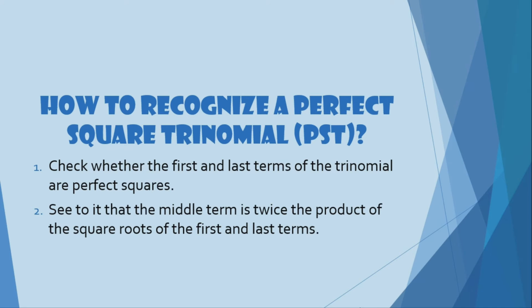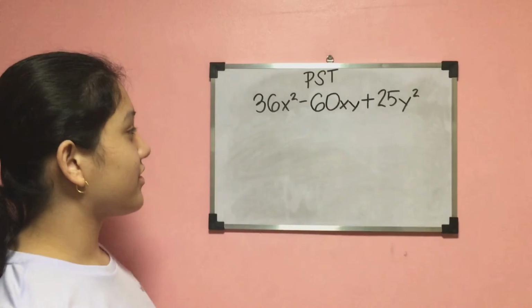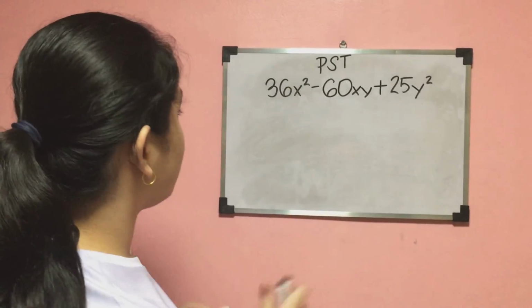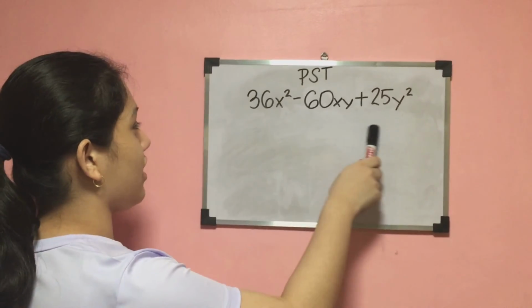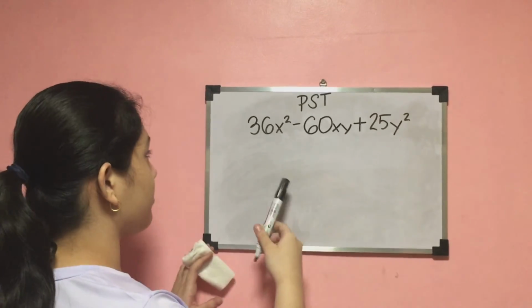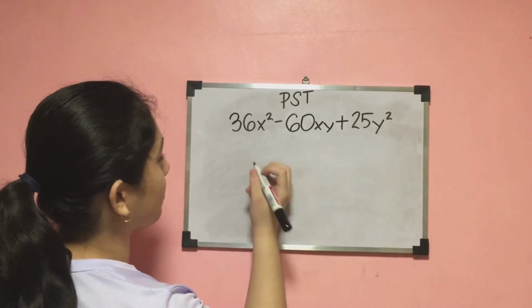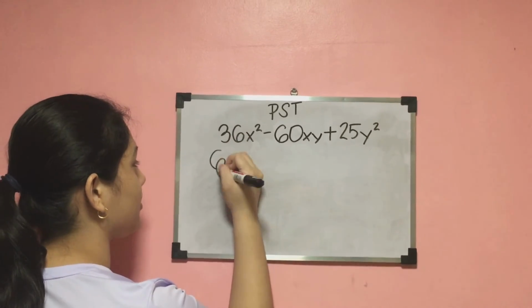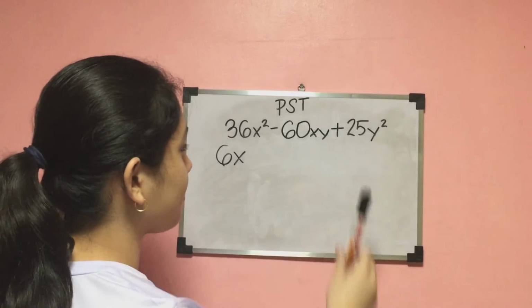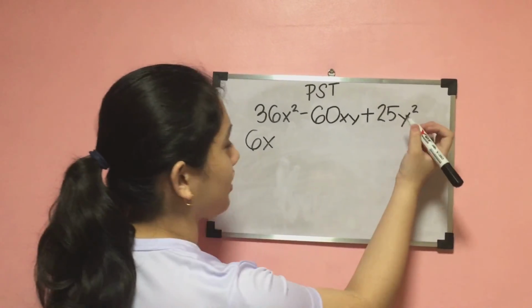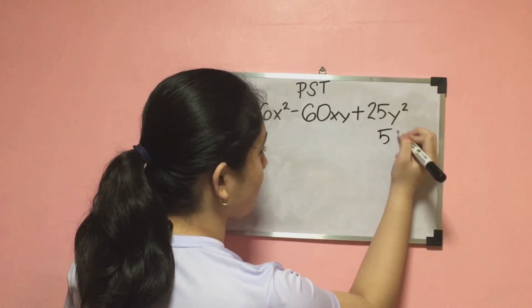For example, to check if it is a perfect square trinomial, check if the first and the last terms are both perfect squares. So 36x squared is a perfect square because its square root will be 6x. And the last term is also a perfect square because its square root will be 5y.